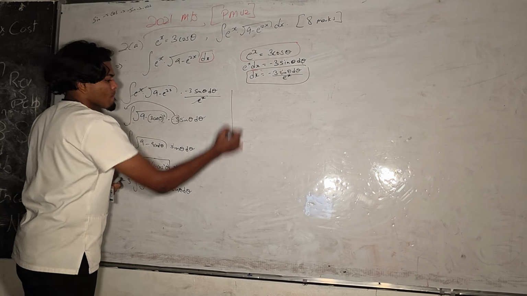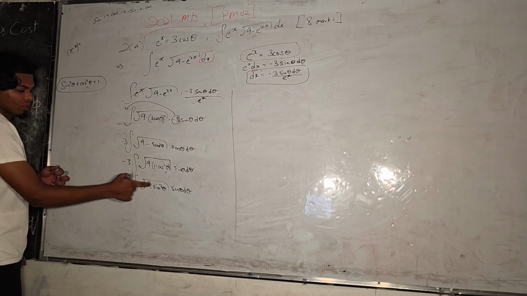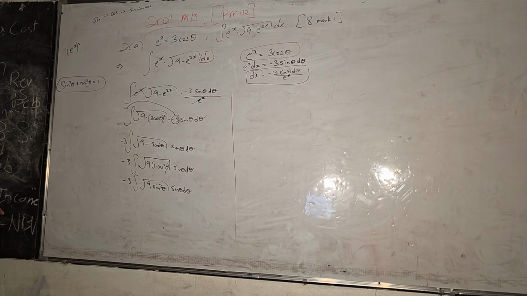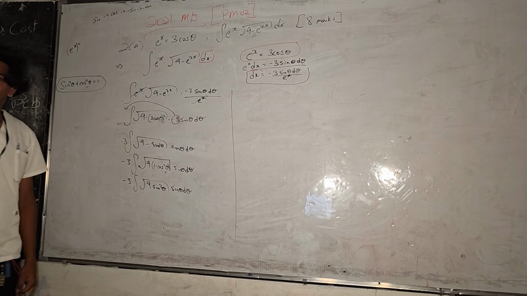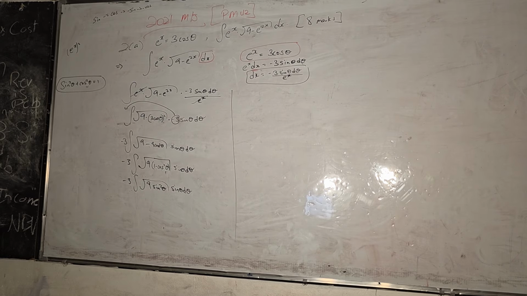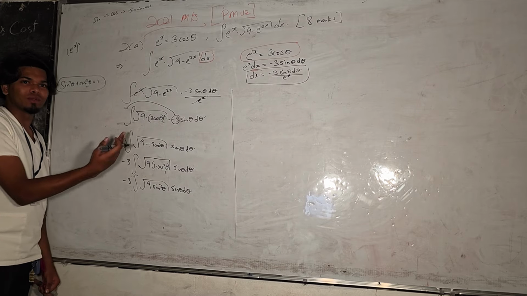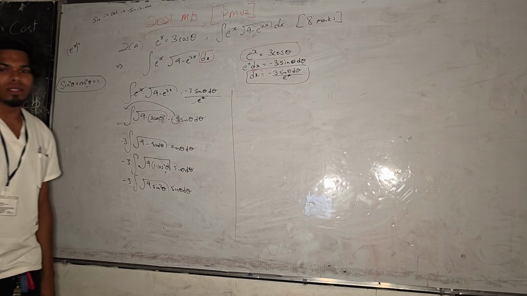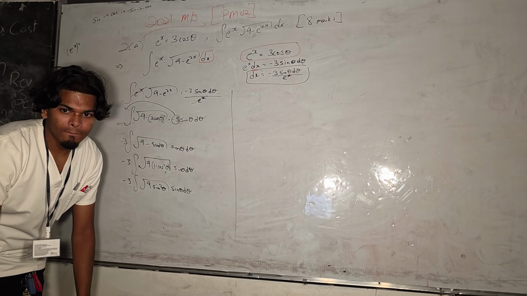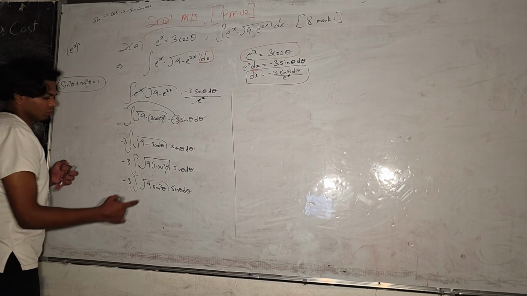Next step. What does this turn into? The 3 squared, the square and the square root, everything disappears. So what is left? What do you think is left? 3 sine theta.